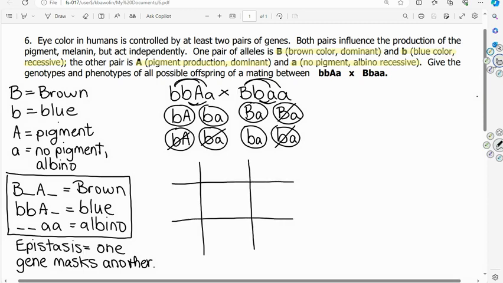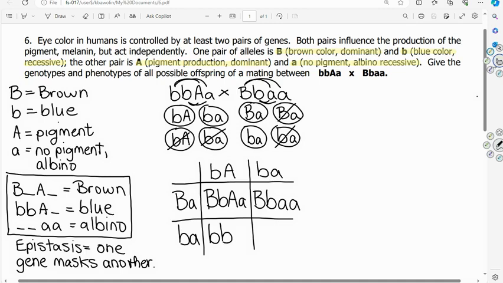We'll put the gametes from one parent along one side of the Punnett square, and the gametes from the other parent along the other side. And then we're going to fertilize them to show what the F1 offspring will look like. We always write the dominant allele before the recessive allele, keeping the B's before the A's.